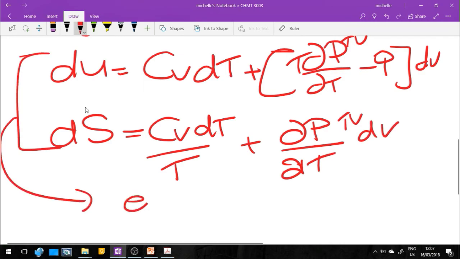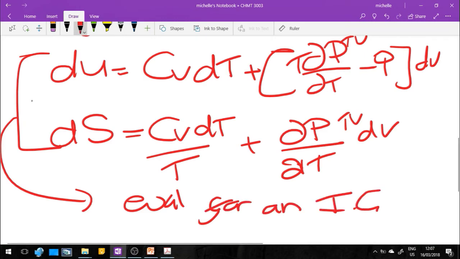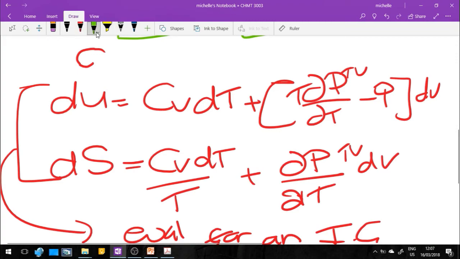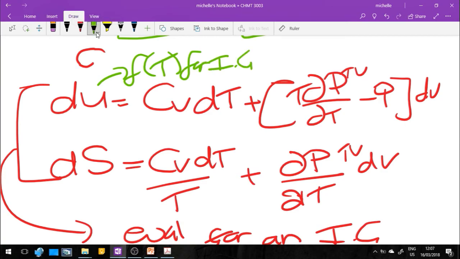So evaluate for an ideal gas. And what you'll find actually is that U is only a function of T for an ideal gas, but S is a function of T and V for an ideal gas. That's what you will eventually find.